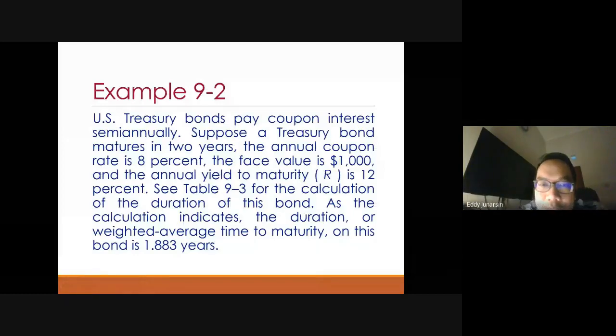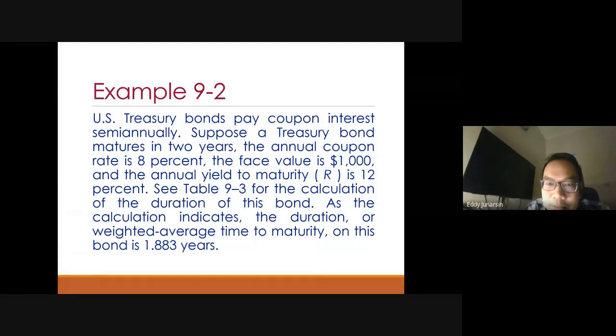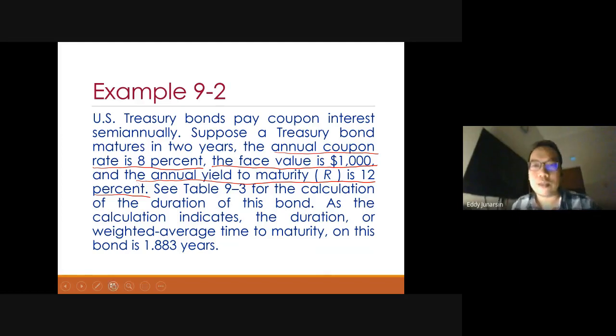So still a similar bond, but now the example changes some inputs. The face value is 1,000 as usual. This is the amount of money that you will get at the end of your investment, or at maturity. Annual coupon rate is 8%. Now here's the thing: the annual yield to maturity is 12%. So now you can imagine the story.